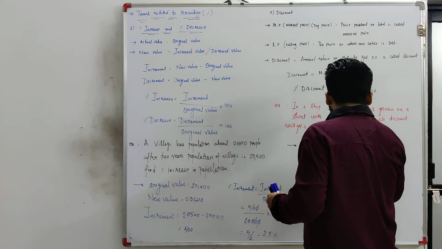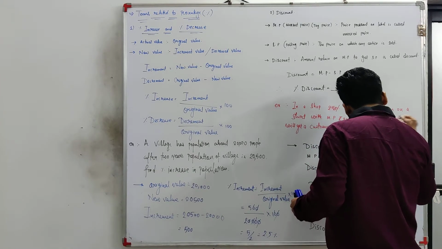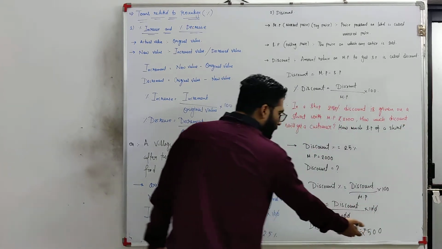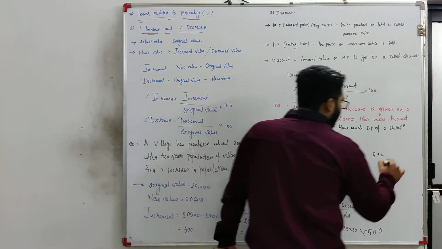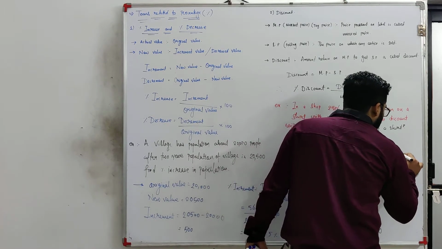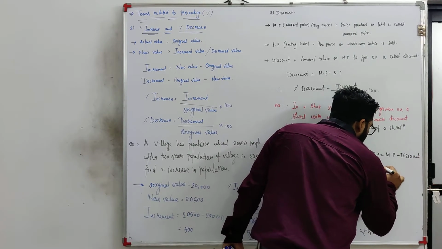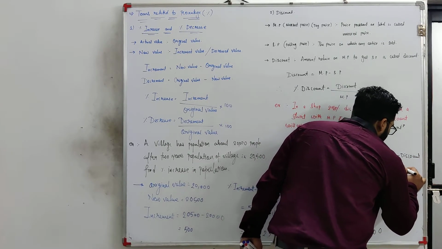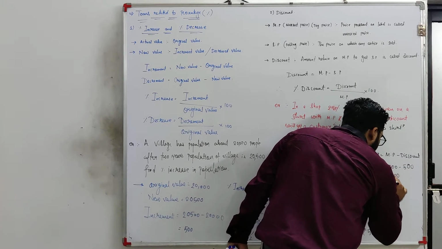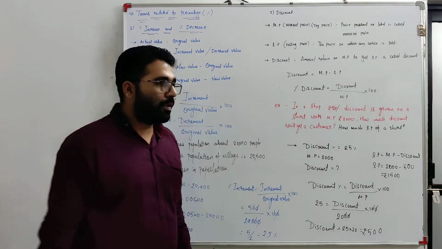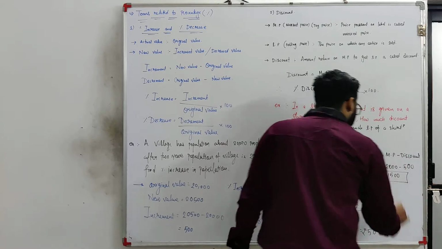Okay, if we make the question somewhat different, what is the selling price of the shirt? If we are talking about the discount, selling price is equal to mark price minus discount. So selling price is equal to 2000 minus 500, which gives 1500 rupees. The selling price of the shirt is 1500 rupees.